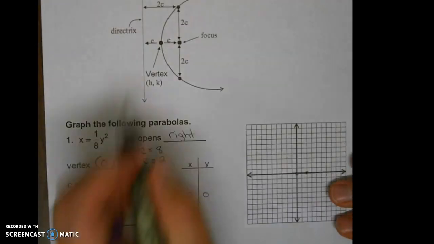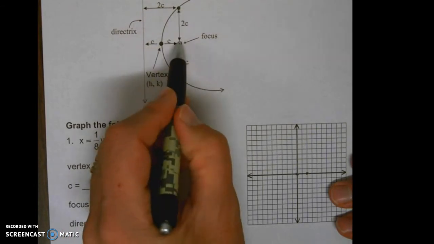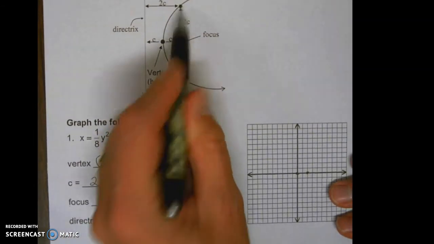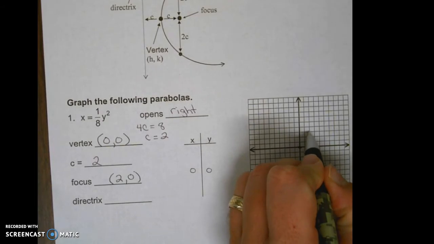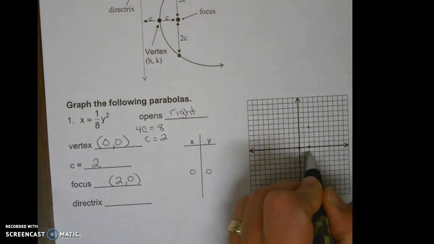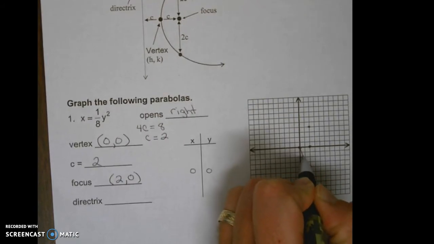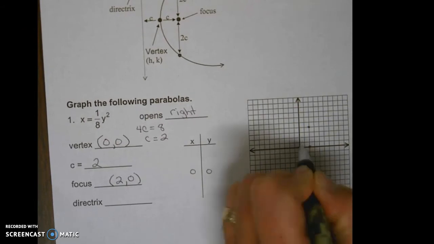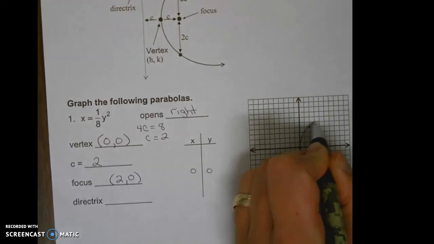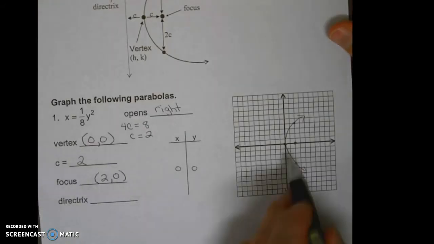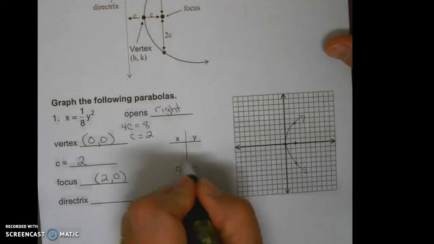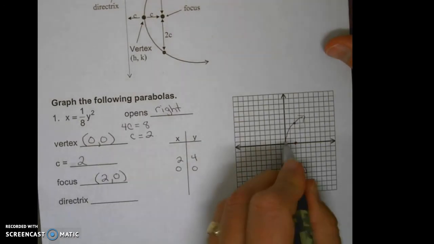Next, we're going to use the 2C to get the 2 points on each side of the focus, so we're going to double C. So 2 times 2 is 4. So 1, 2, 3, 4 up, 1, 2, 3, 4 down. And then we try to make the best curve that we can through those points. Let's go ahead and calculate that. That's going to be 2, 4, and 2, negative 4.